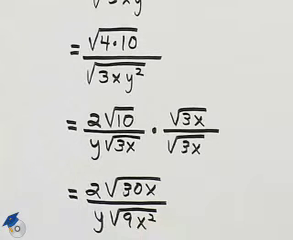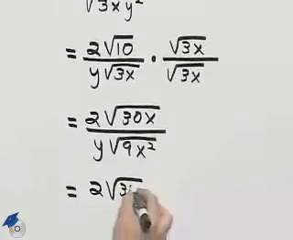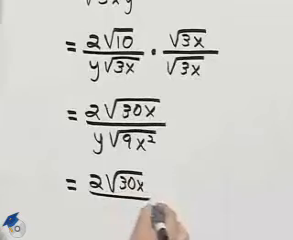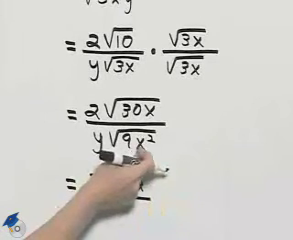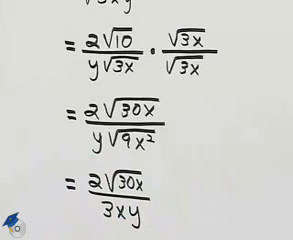I can go one step further on the denominator, and I can pull out the 9 and the x squared. This is 3x, so I will have 3xy in the denominator.